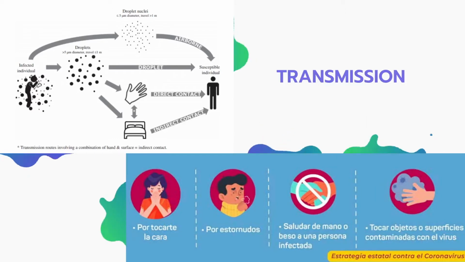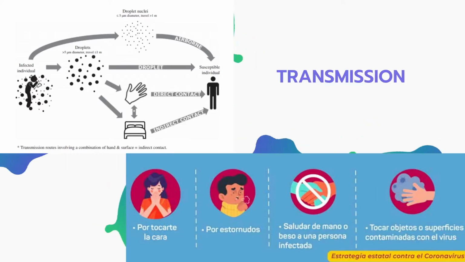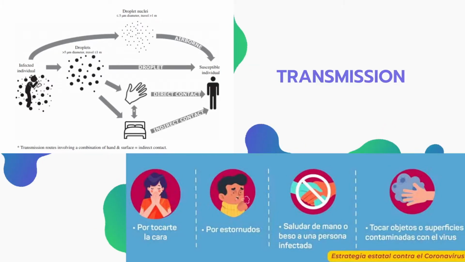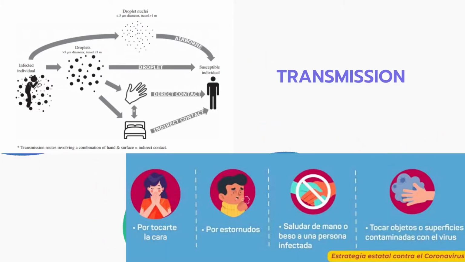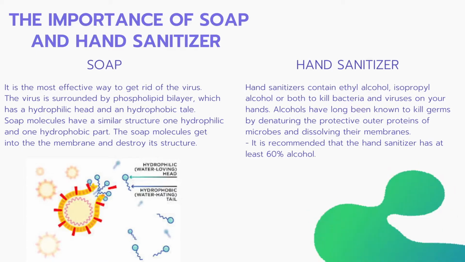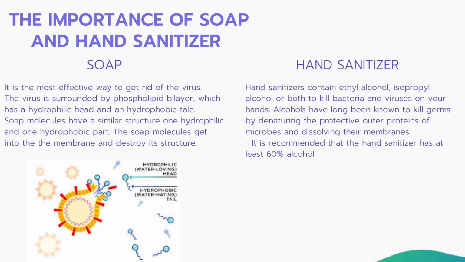So, the ways in which COVID-19 is transmitted can be by touching your face, by sneezing, shaking hands, or touching infected objects. This leads us to the importance of soap and hand sanitizer. Soap is the most effective way to get rid of the virus. The virus is surrounded by a phospholipid layer which has a hydrophilic head and a hydrophobic tail. Soap molecules have a similar structure, one hydrophilic and one hydrophobic part. The soap molecules get into the membrane and destroy the structure.